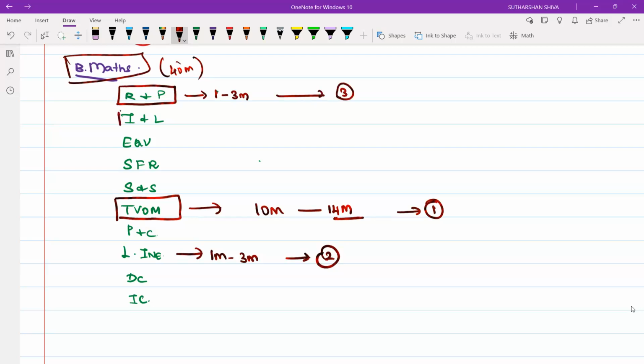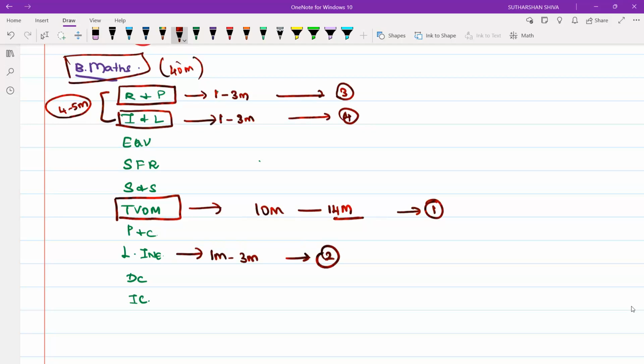After this, if you study indices, then only logs you will be able to do. That also will come for 1 mark to 2 marks, or sometimes 3 marks if you put them together. That will be the fourth priority. Put together, a maximum of 4 to 5 marks only come. Okay, because of chapter 1.